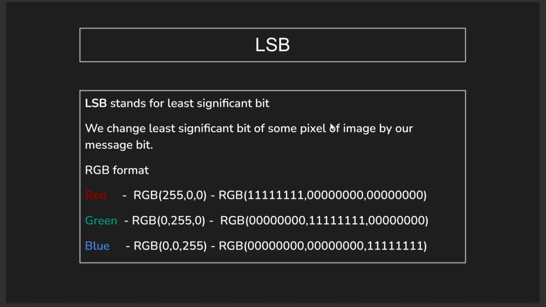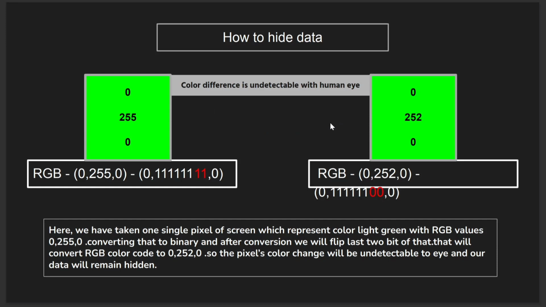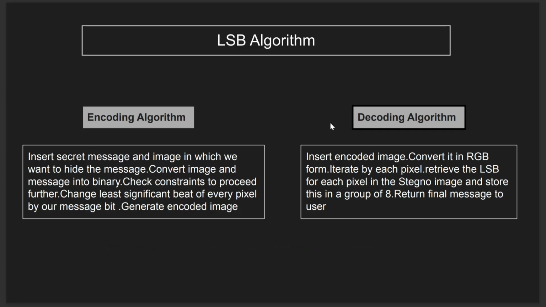An image is made up of pixels and each pixel can be represented in RGB form. You can see here, in each pixel, we are changing only the last 2 bits of each pixel's RGB value. In this example, we have taken a pixel. On the left side is the original pixel, and on the right side is the pixel with the message inserted with the help of the LSB algorithm. So we can conclude that it cannot be detected with a human eye.